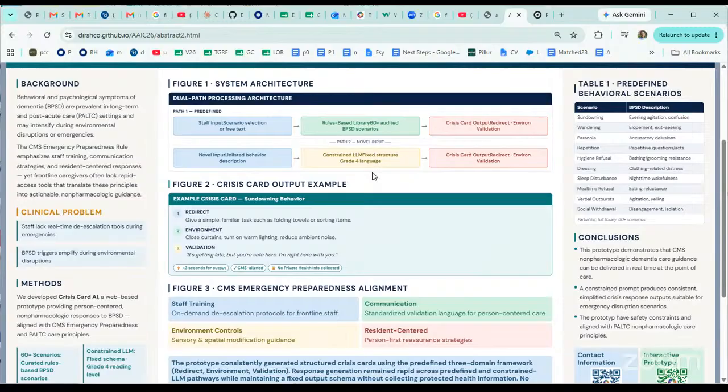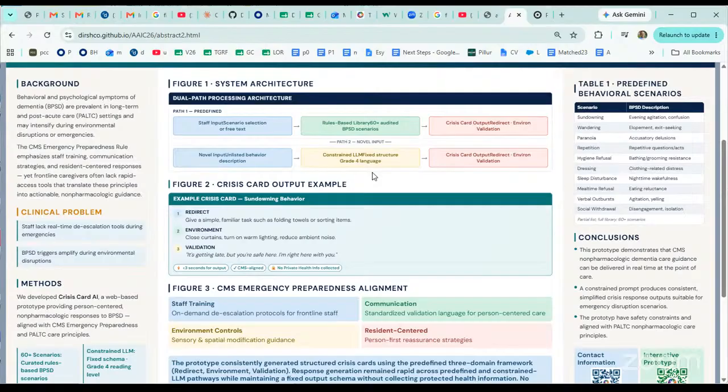So this step is redirect: distracting him, giving him a simple task to calm him down, like folding a towel or any other task that may calm him down. And also adjusting the environment, like dimming the light, or if there is any noise, stopping it. And also verbal reassurance, like "I'm here with you, you will be fine."